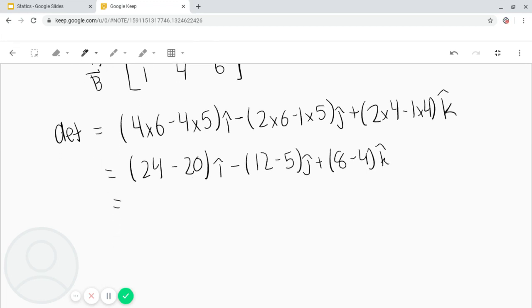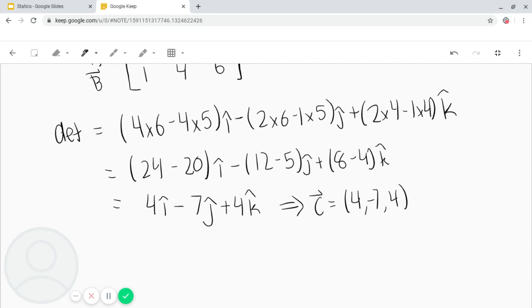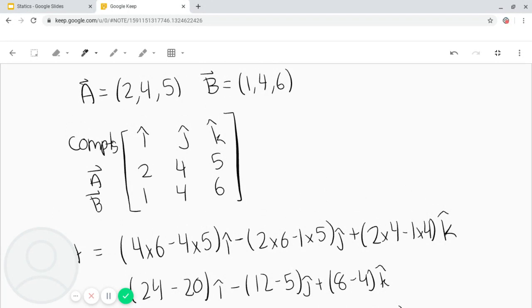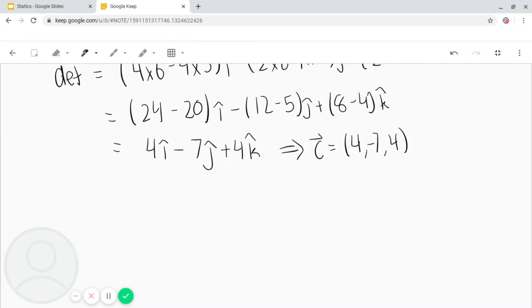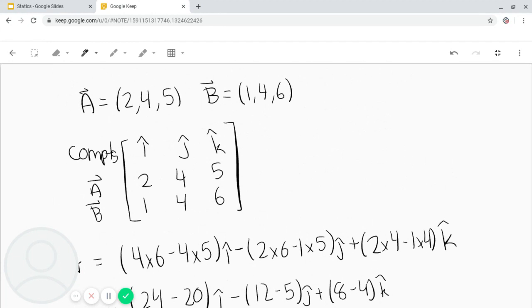So then this will be equal to 4I minus, so 12 minus 5 is 7, so minus 7J plus 4K. So then this will just be a vector C, which is equal to 4, -7, 4. And that's the cross product between those two, between A and B. So let's put up here A cross B.